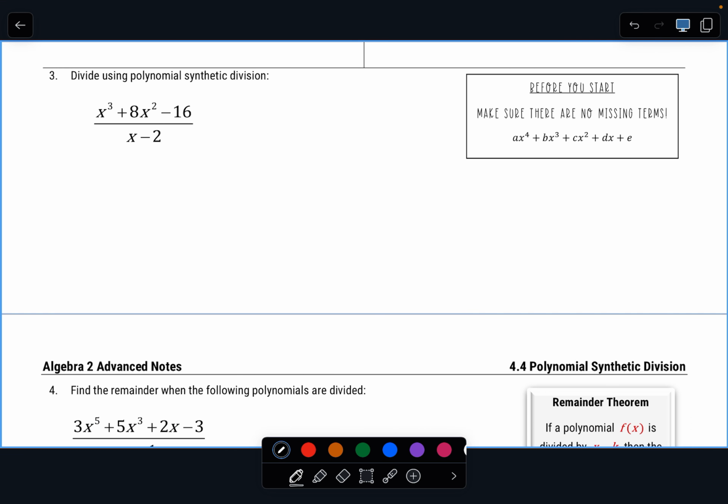First thing I say, go in and make your big L. I start by putting my coefficients inside my box. So that means I need to look at what I have currently, and what you always pay attention to is, are you missing any terms?